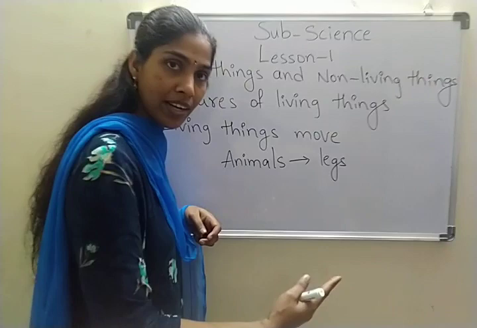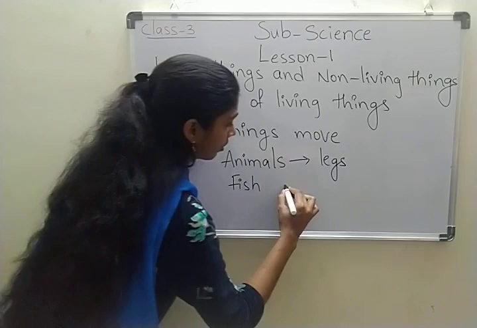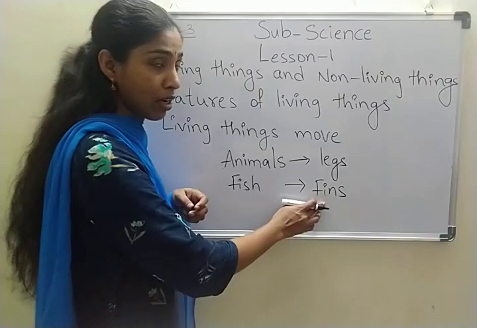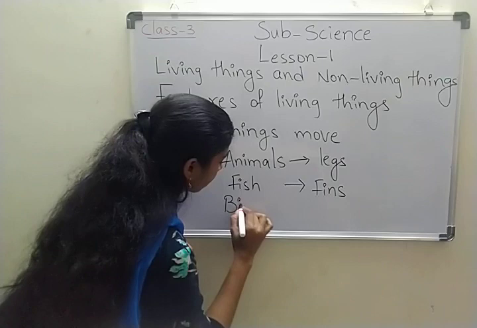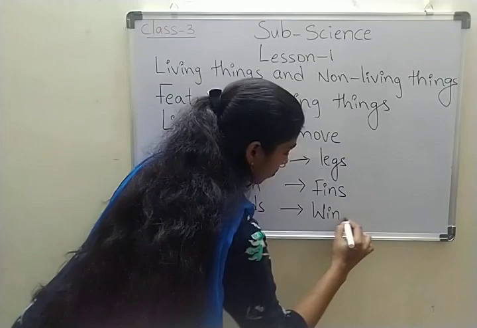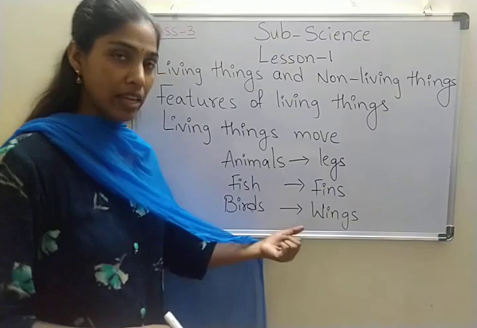Coming to fish. How fish can move, children? Very good. Fish have fins. Fish can swim in water with the help of fins. Next. How birds can move, children? Birds can move with the help of wings. So most of the insects also have wings. So insects also can fly.